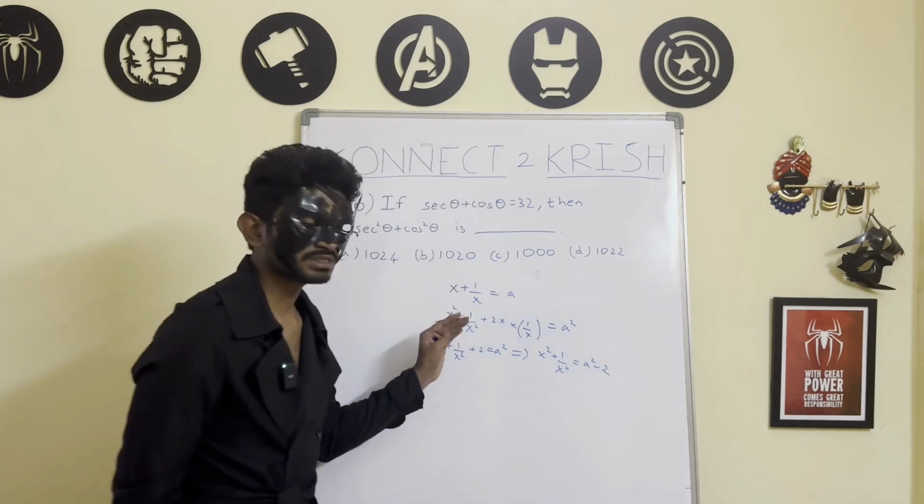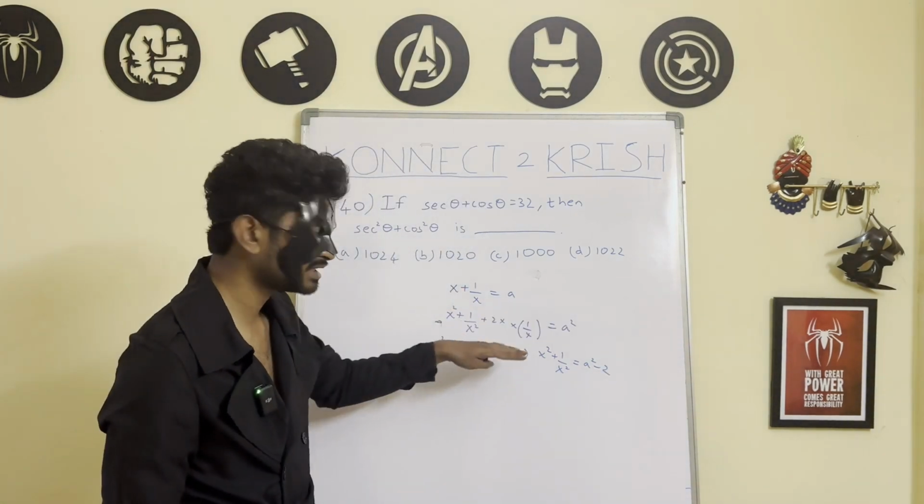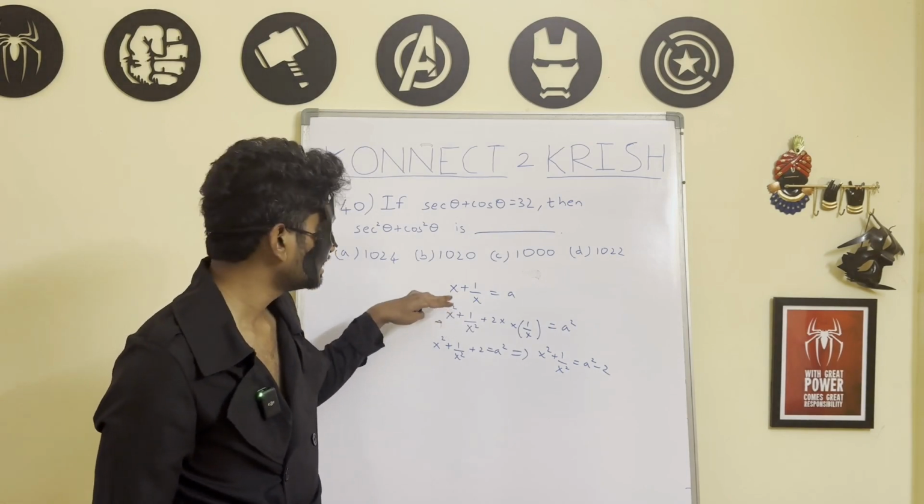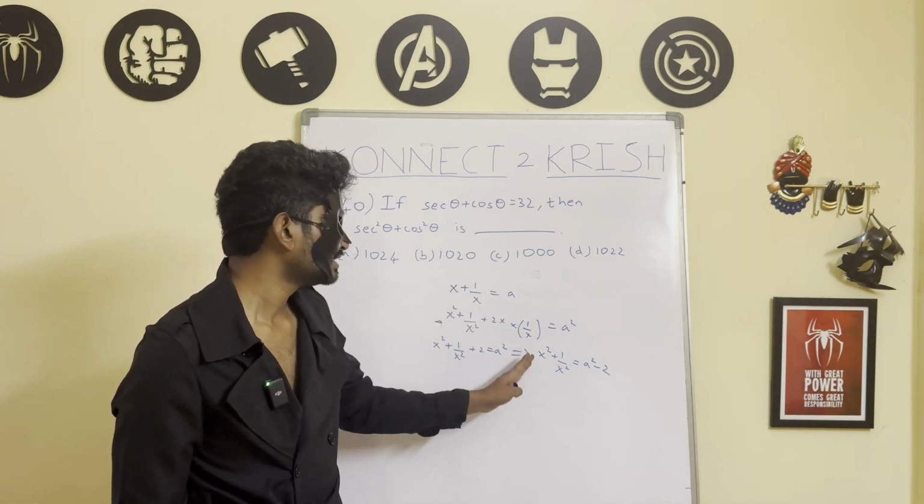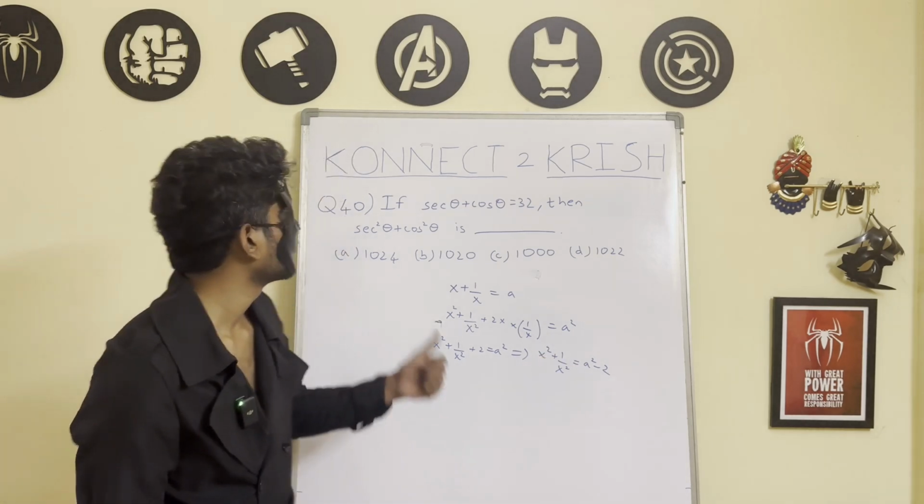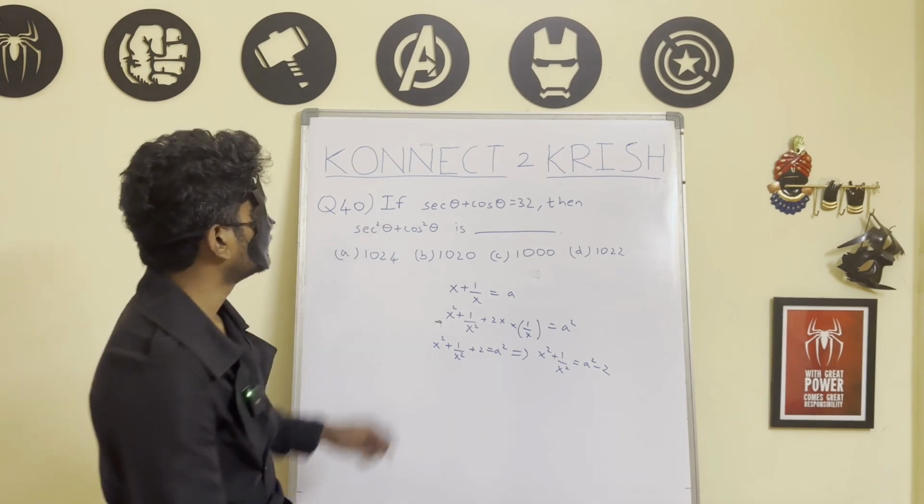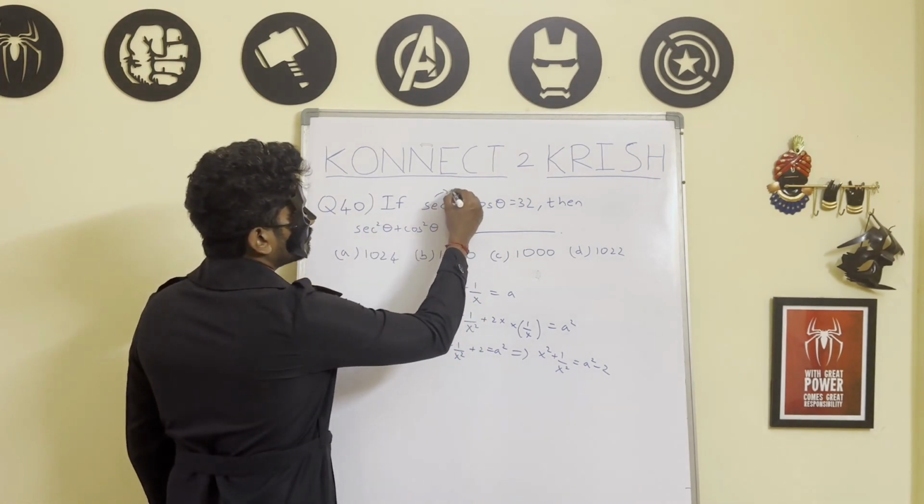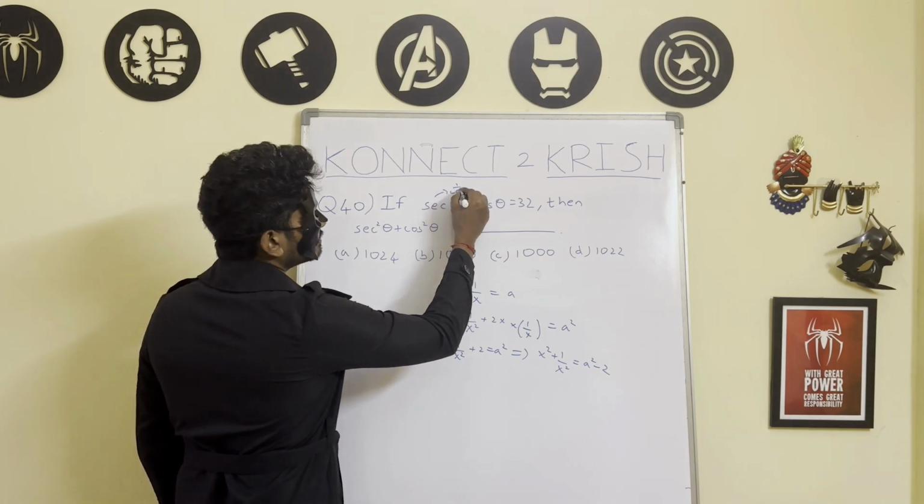So you need to remember this. You need not solve this entire part in the exam. What you need to remember is, if x plus 1 by x is equal to a, then x square plus 1 by x square is equal to a square minus 2. Now coming back to this question, the secant theta I can write as 1 by cos theta, right?